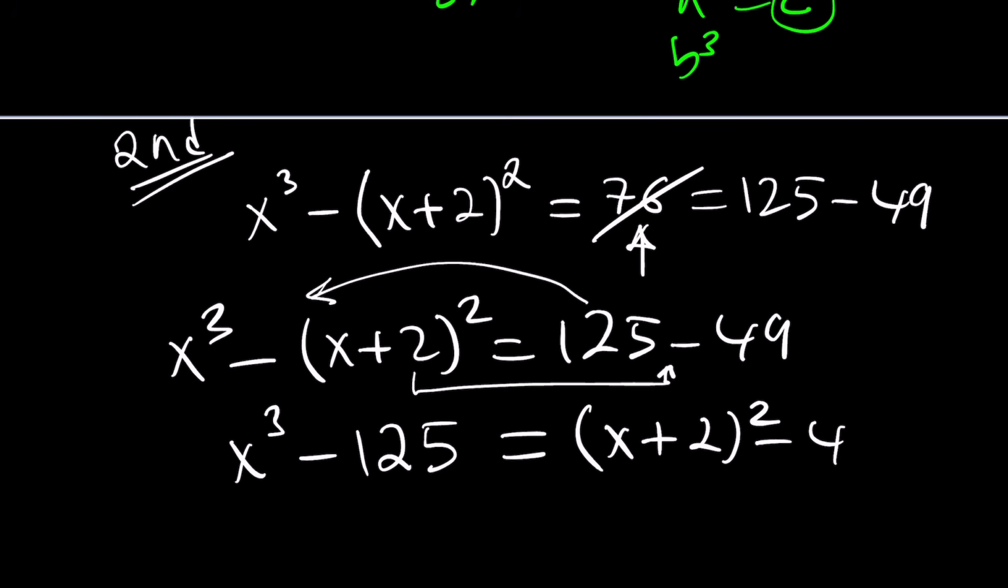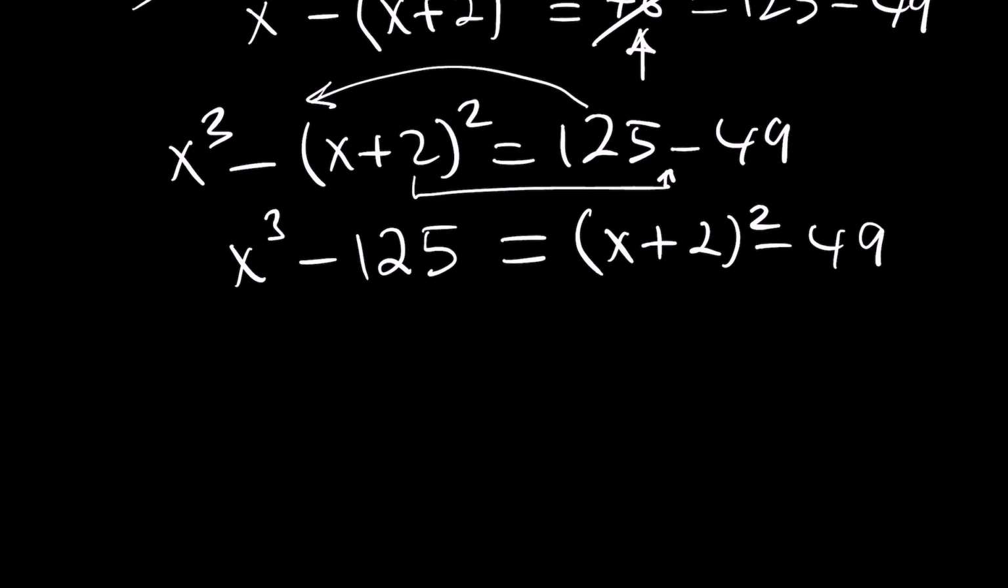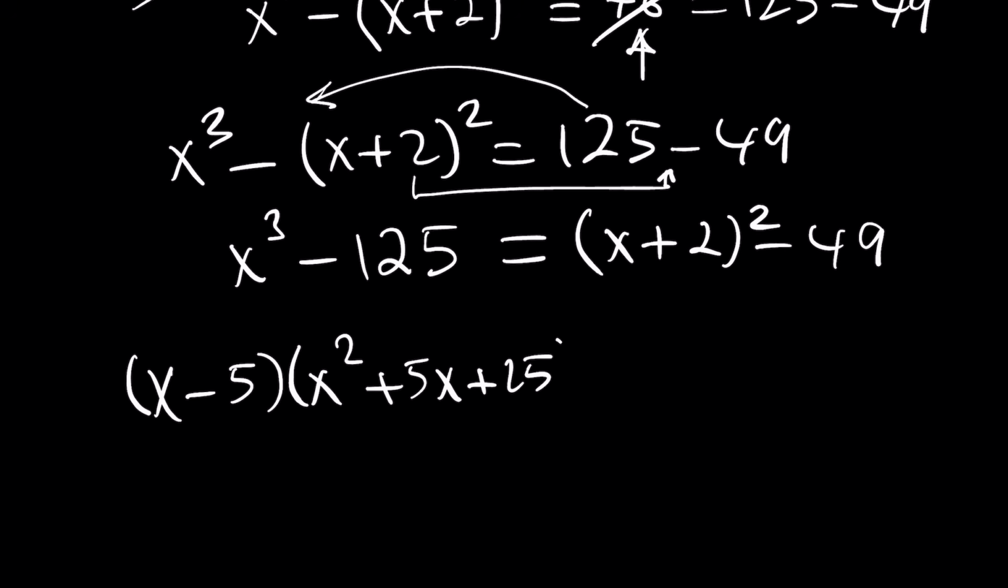So how is that going to help you, right? You're still probably thinking, hey, wait a minute. Difference of 2 cubes and difference of 2 squares, they don't agree. Well, they kind of do, because if you factor, you kind of write this as x minus 5, right? And then x squared plus 5x plus 25. And then on the right-hand side, this is a difference of 2 squares. This is 7 squared. Remember that?